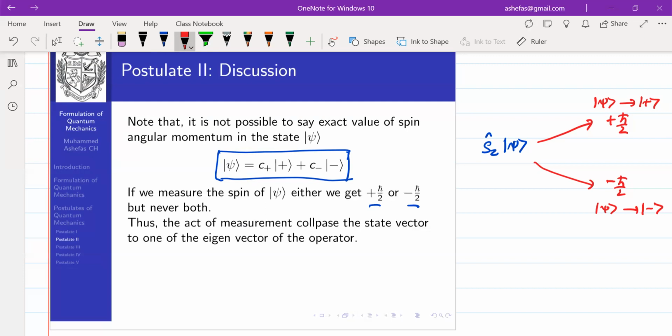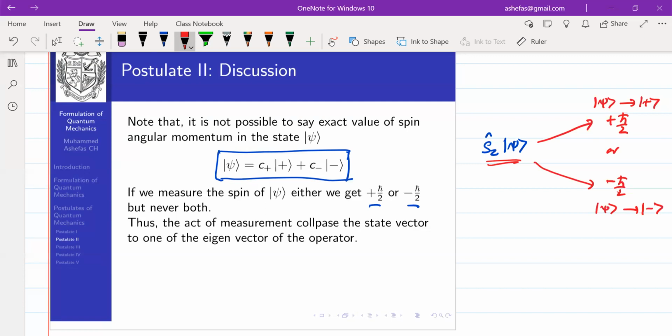The second postulate states that the only measurable output of a measurement are the possible eigenvalues of an operator. And you will get the eigenvalues of an operator once the vector is in that eigenstate. So if you're measuring the spin, if the state of the electron is in ket plus, we'll get plus h cross by 2. If it is in ket minus, you should get minus h cross by 2. And that is what is happening here. When you measure the spin on ket psi, you're getting either plus h cross by 2, which means the state must have collapsed to ket plus, or minus h cross by 2. If you're getting minus h cross by 2, that means your ket psi must have collapsed to ket minus.